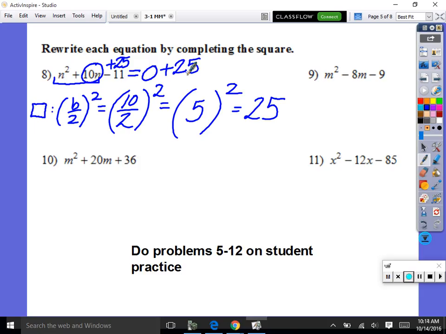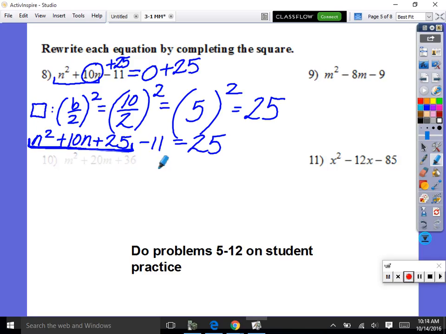So I'm going to rewrite this one more time. Remember, we're really looking at n squared plus 10n. We just added 25 in, so I'm going to put plus 25. Then we still have minus 11, and that's equal to, what's 0 plus 25? 25. Okay, so now we're going to focus on these 3 pieces because that was what we did, we completed the square just like a second ago. Now just focus on those and we're going to factor it.